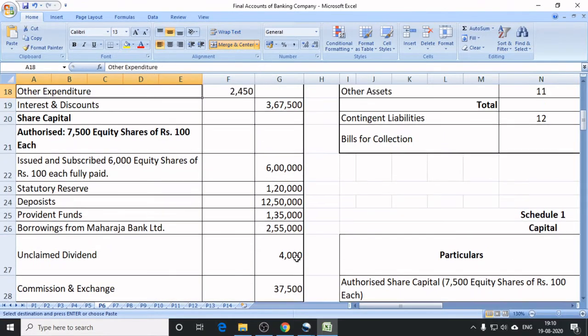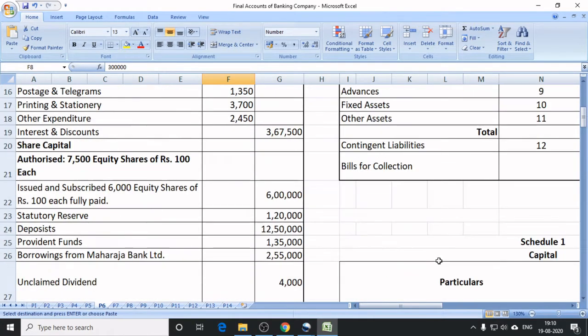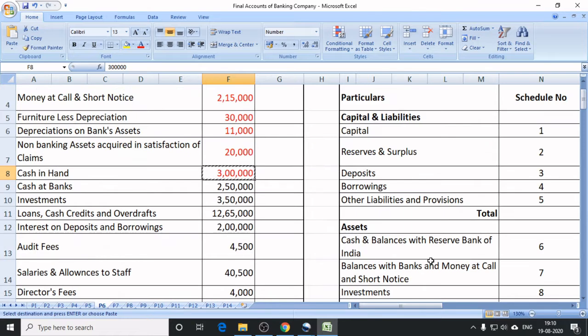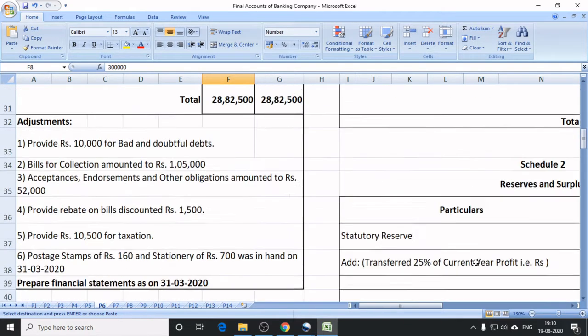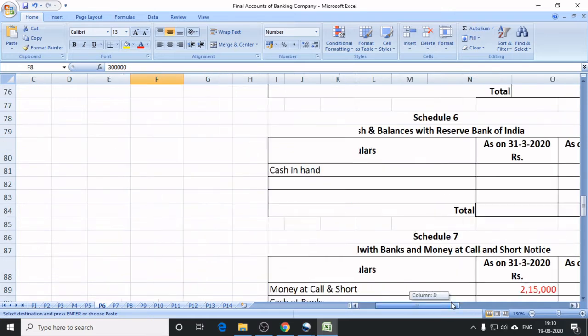Now the next is cash in hand. See, cash in hand has a debit balance and it is an asset of a bank, and we have schedule number 6 for it. We will show it under schedule number 6, that is cash and balances with RBI. Here, cash in hand.